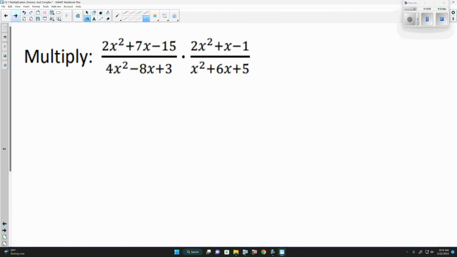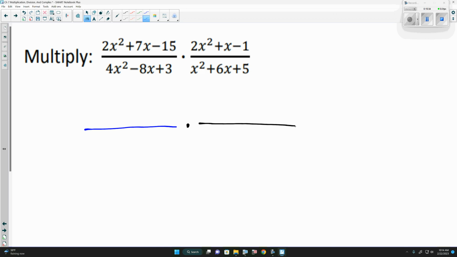If we look at the next one here, 2x squared plus 7x minus 15 over 4x squared minus 8x plus 3 times 2x squared plus x minus 1 over x squared plus 6x plus 5. Now, the first thing I would do is factor these, because if we try to multiply these, the polynomials will get very big, very quick, and it's going to be very difficult to try to see what simplifies where.